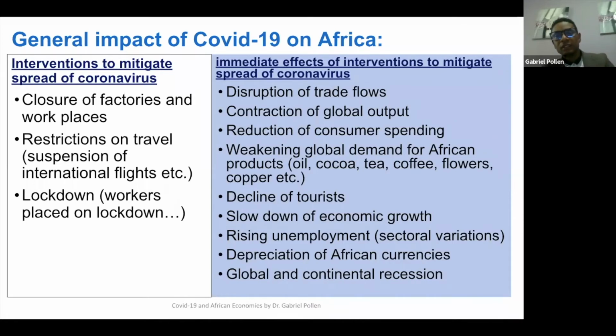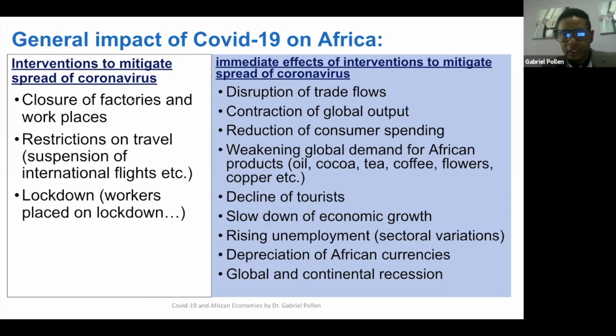So the immediate effects of these interventions has been disruption of trade flows, a contraction of global output as we can imagine. So reduction of consumer spending, the weakening of global demand for African products, ranging from oil, cocoa, tea, coffee, flowers, or even copper for Zambia, for example.